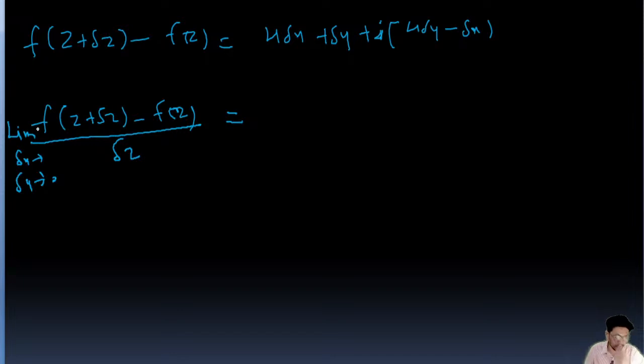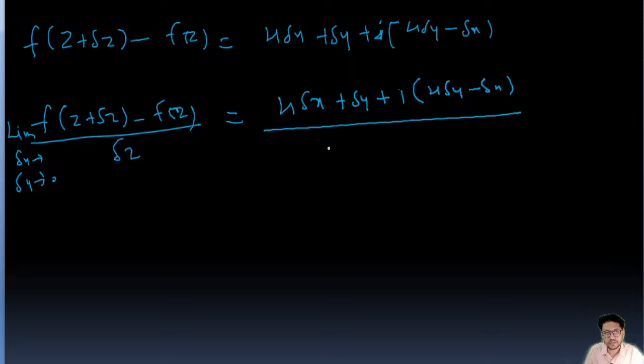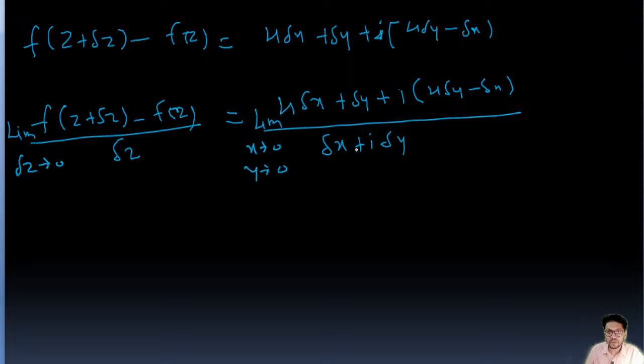Okay, so this value is going to be 4, this value is 4 delta x plus delta y plus iota into 4 delta y minus delta x upon delta z. The value of delta z is delta x plus iota delta y, limit delta z tends to 0, right? Delta z equal to 0, so this is going to be limit x tends to 0 and y tends to 0. Okay, so now we'll solve it.